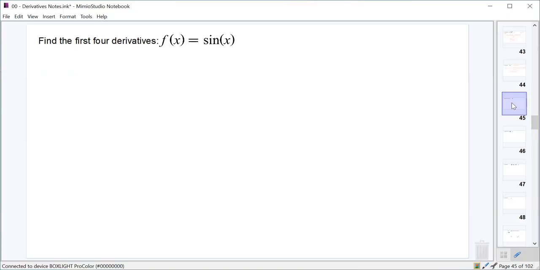If we wanted to find the first four derivatives of sine x, we should be able to do that, and maybe note some interesting properties of sine. The first derivative of sine x, we know, right? The first derivative of sine is just cosine. And we should know the derivative of that. Our second derivative for sine is the derivative of cosine, which is negative sine of x.